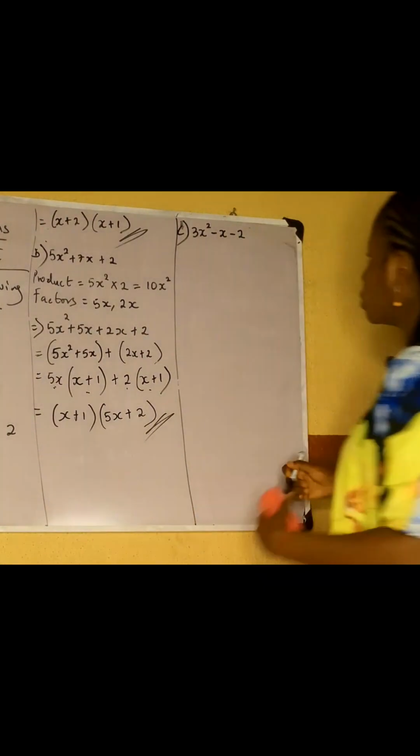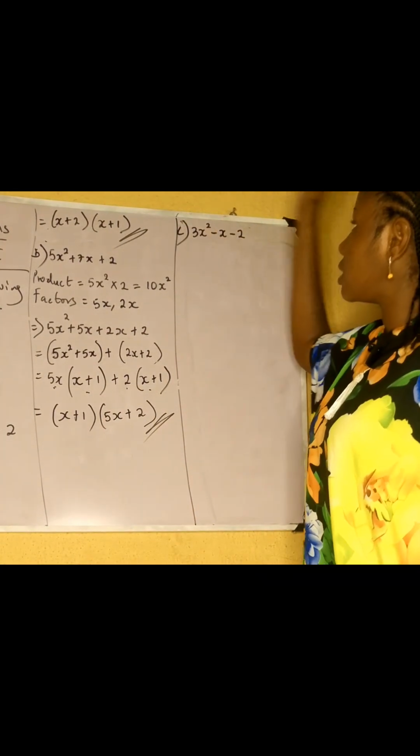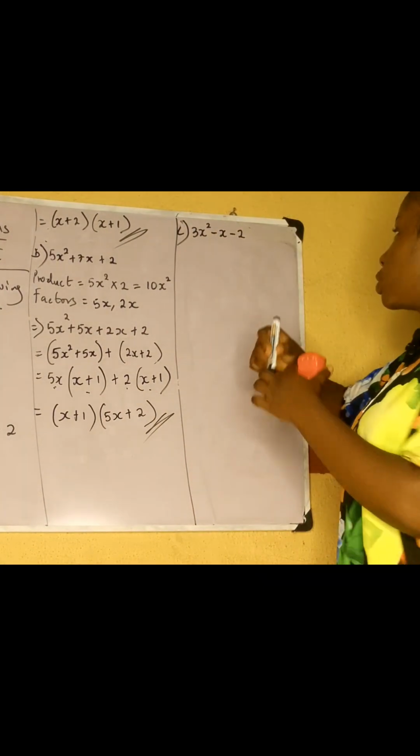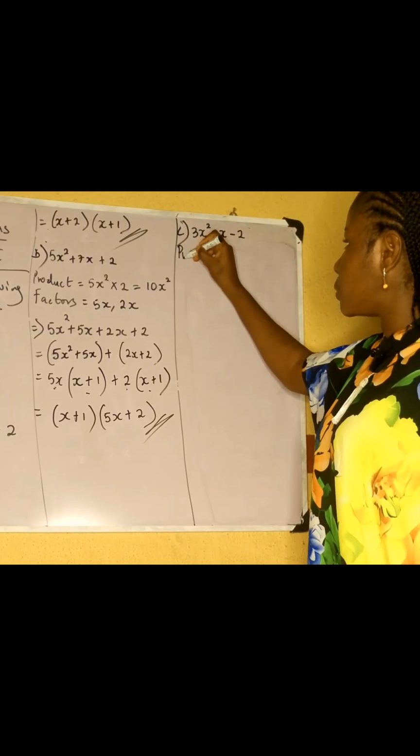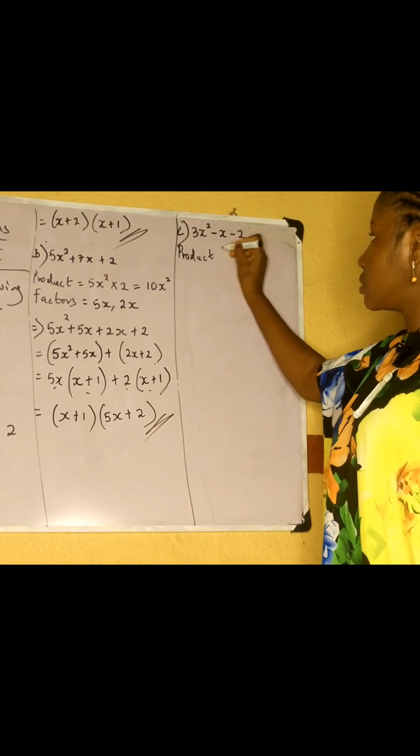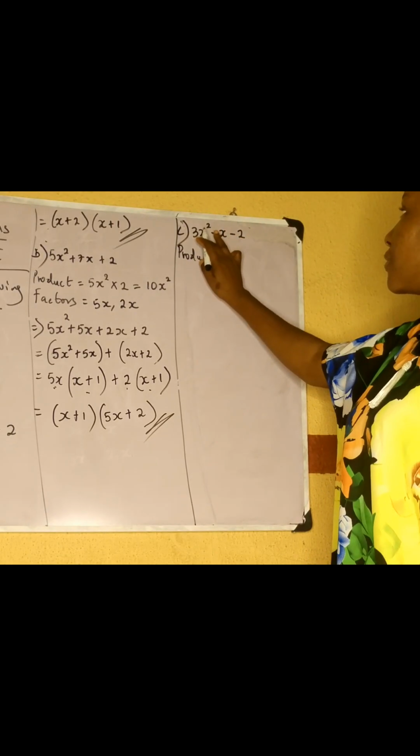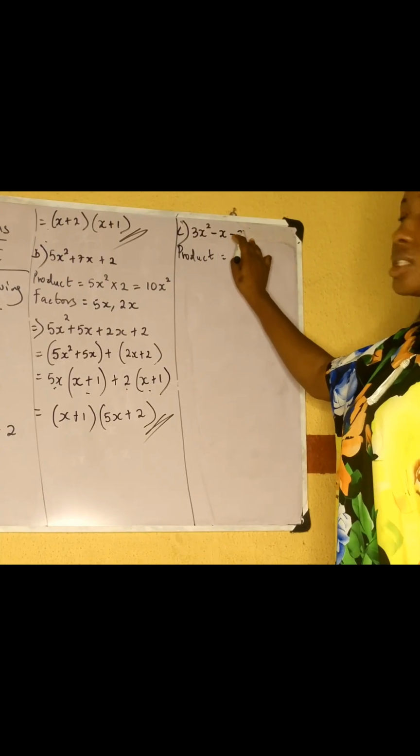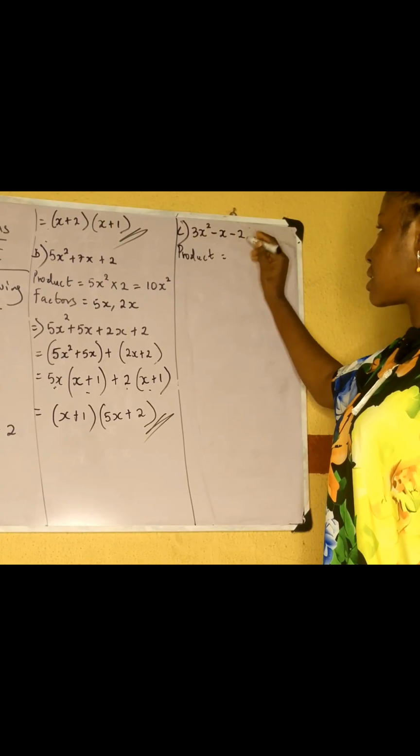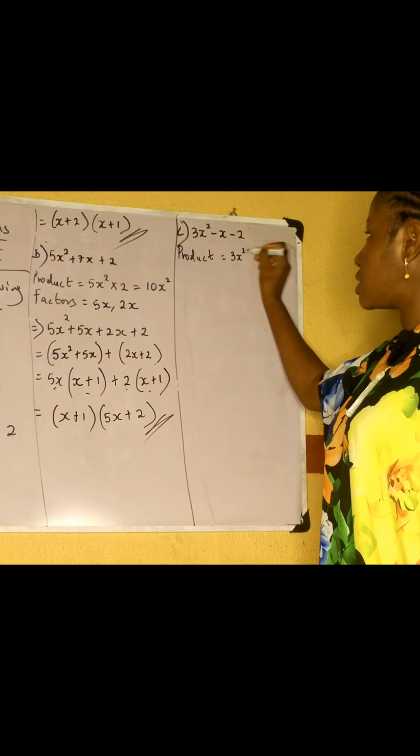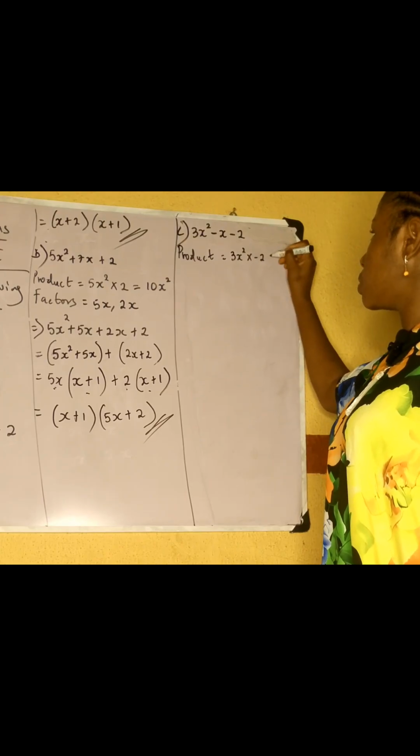We are looking at the third one now. We have 3s squared minus s minus 2. So what we do first is to find the product. The product of what? The first term and the last term. So we're having 3s squared times minus 2.